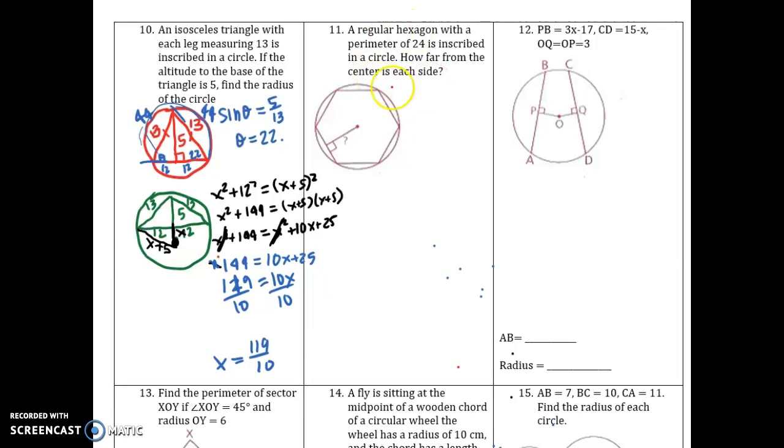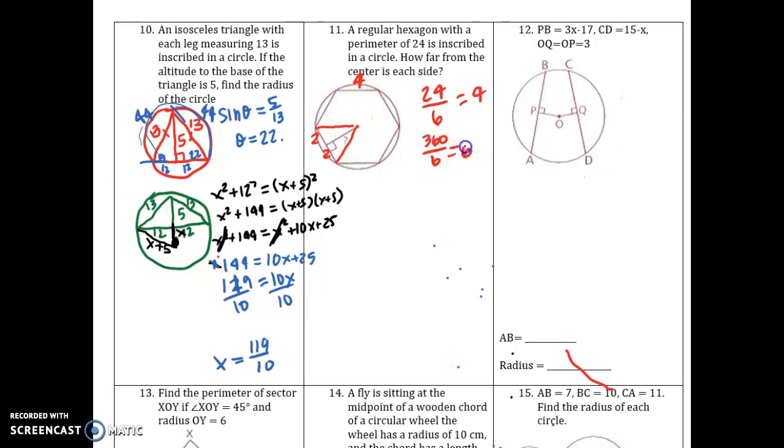So then this one, a regular hexagon with a perimeter of 24 is inscribed in a circle. How far is the center to each side? So first figure out each side. There's 6 sides, so each side is 4. And so then we can do that super exciting thing that we used to do, where we divide the shape up into smaller triangles, and then that height cuts your side in half to be 2.